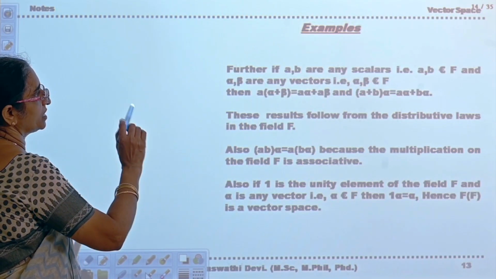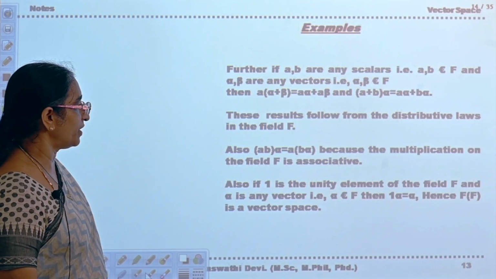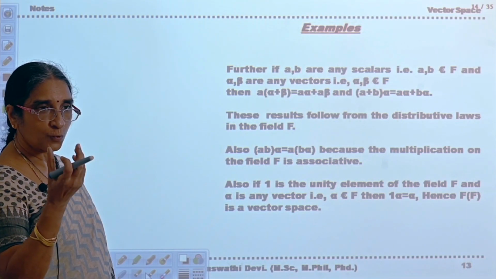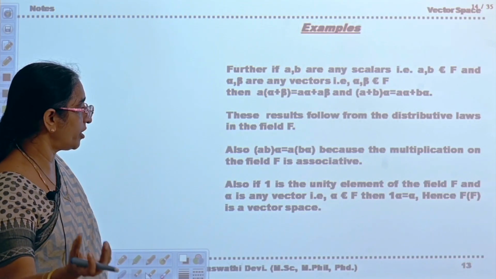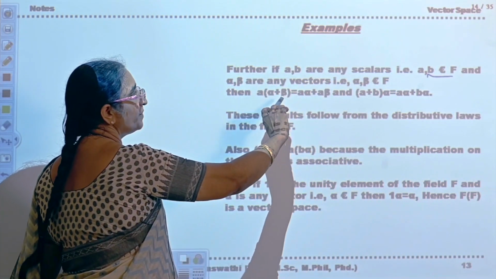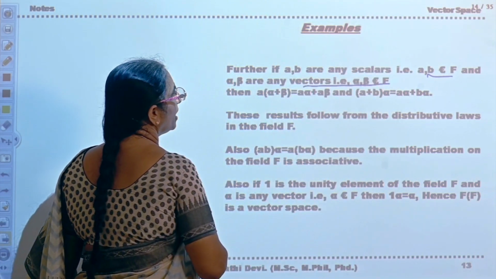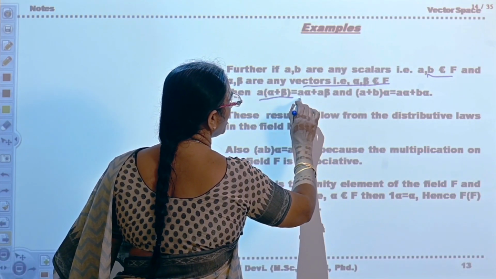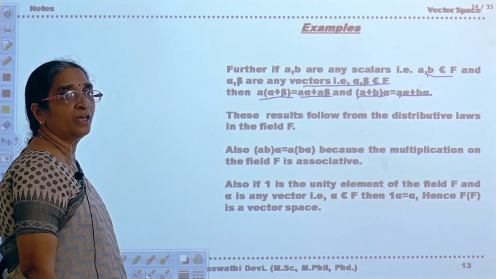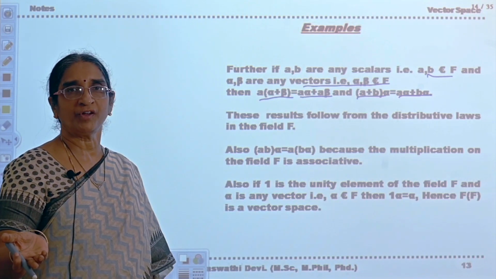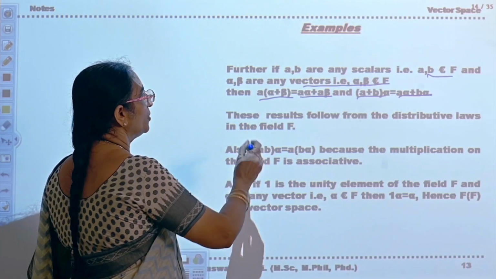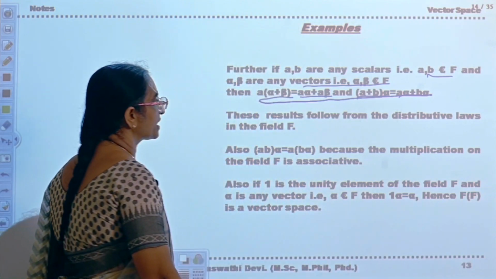Then next, verify the other three properties, the third set of properties, that is two distributive laws, one associativity and 1 into alpha. See here, a, b are any scalars in F and alpha, beta are any vectors in F. Now, a into (alpha plus beta) is a alpha plus a beta, (a plus b) into alpha is equal to a alpha plus b alpha. Why? Because F is a field. Being a field, left distributive and right distributive both will be satisfied in F. Therefore, you can say these two properties are satisfied.